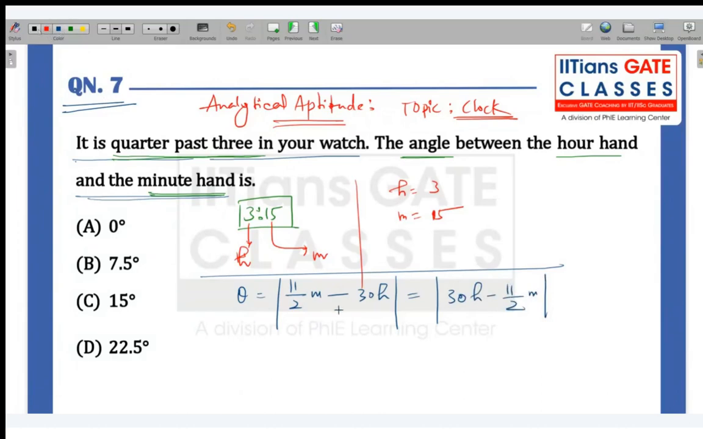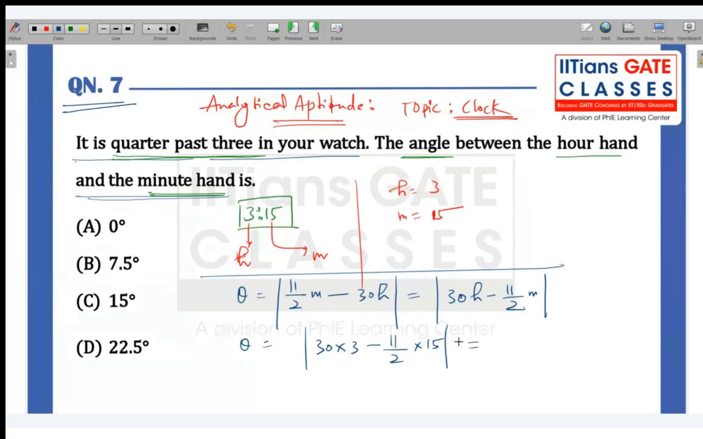Why are we calling it absolute? Because if you get a negative result, you have to take the positive value only. So theta is going to be 30 into H, where H is 3, minus 11 by 2 into 15. I believe everybody can solve this kind of question. So which option is going to be correct, guys?